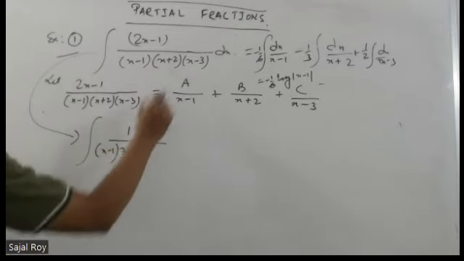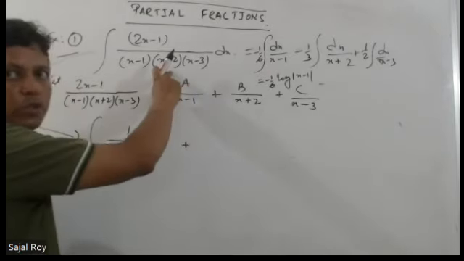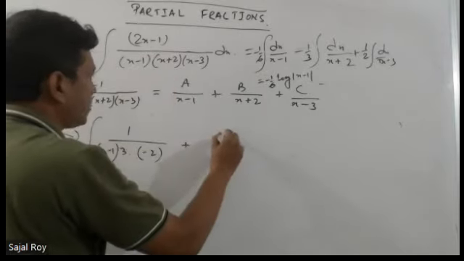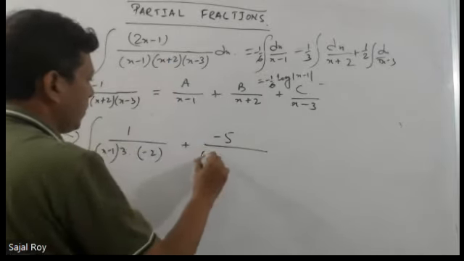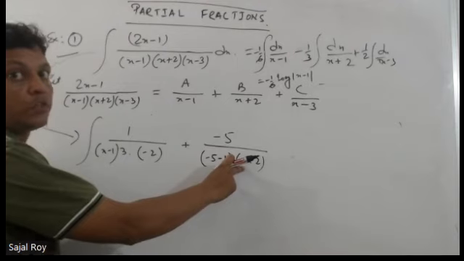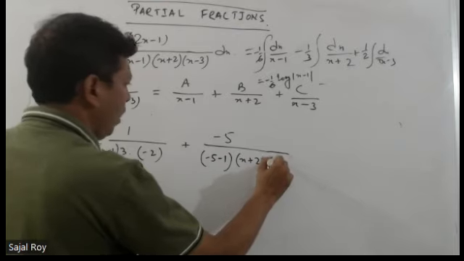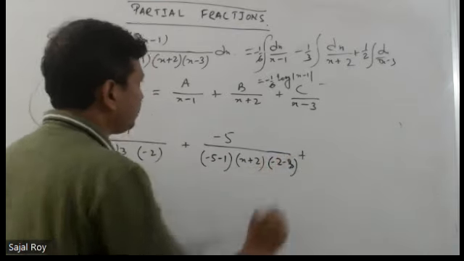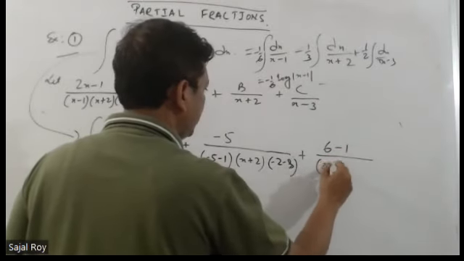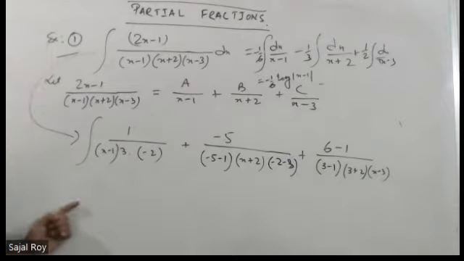3 into minus 2. Plus next I will substitute minus 2. So minus 2, it will be minus 5, right? By minus 5 minus 1 into x plus 2. I will not substitute x plus 2 because it will be undefined in this case. So in this case, you will have minus 2 minus 3. And for the last one, I will substitute 3. So 6 minus 1 by 3 minus 1, 3 plus 2 into x minus 3.